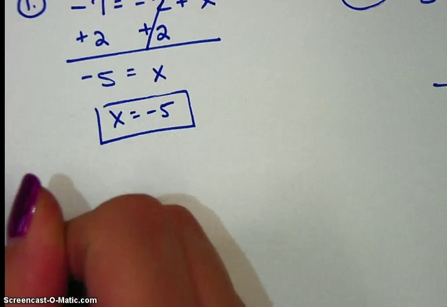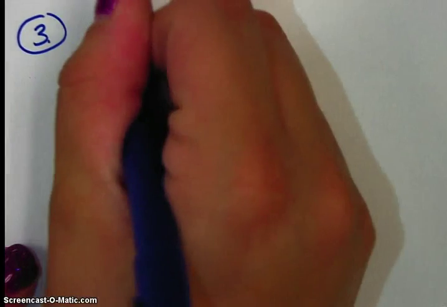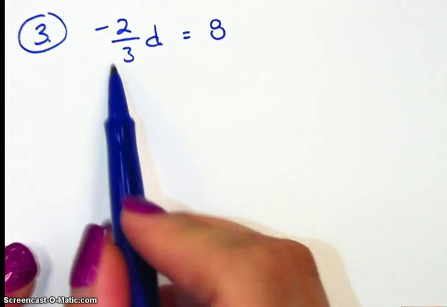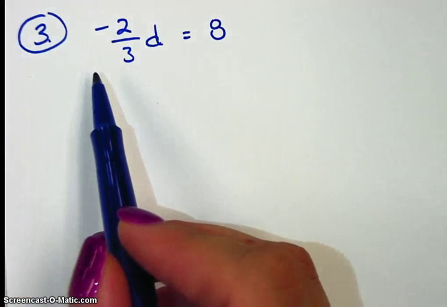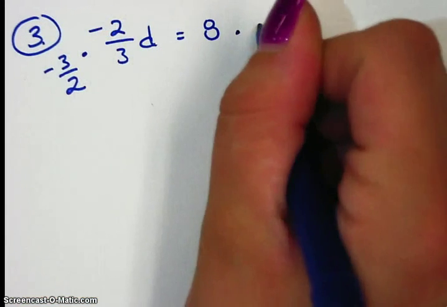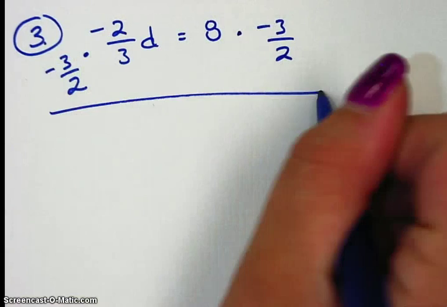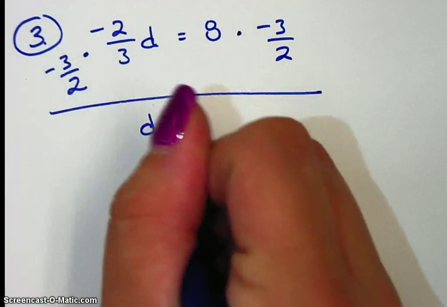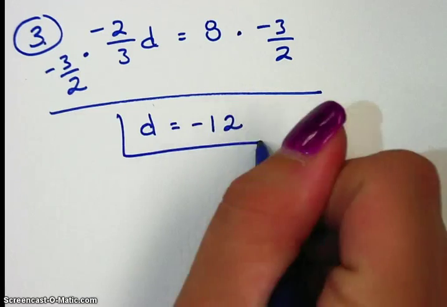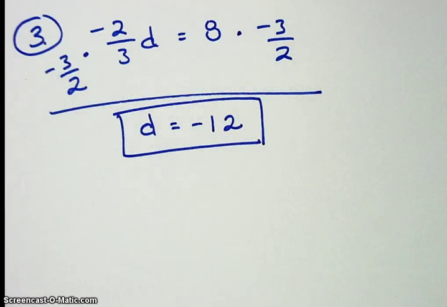Alright, number 3. So it's negative 2/3 d equals 8. We have to undo a fraction. We never, ever, ever divide by a fraction. Instead, we're going to multiply by the reciprocal, which is negative 3/2. So over here I have 1d equals negative 12. Remember, you can always check this in the calculator.